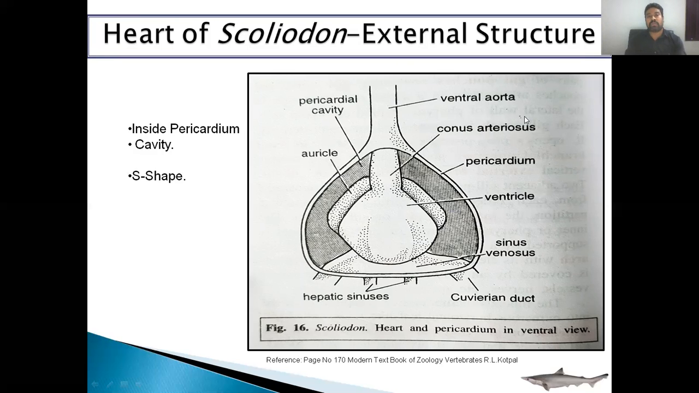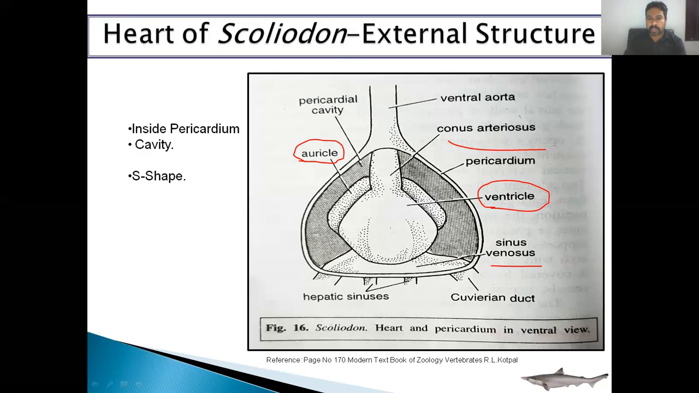So the heart of the Scoliodon is a two chamber heart. The first primary chamber is the auricle, and the second is the ventricle. And there are two other accessory chambers, the sinus venosus and the conus arteriosus. So the Scoliodon heart is a two chamber heart, a letter S shaped structure.